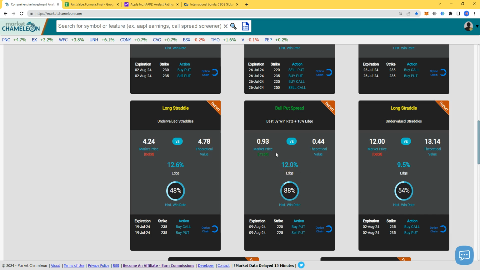You got a 12% edge. If you put a limit of 1, you collect $100 compared to $44, which is more than double what you should have collected based on history. That's where Market Chameleon shines. It doesn't mean it won't go below 220 and you lose all your money, but it just means that at any time in history in the past, if you did this trade, you would collect $44 instead of 93, which is the beauty.